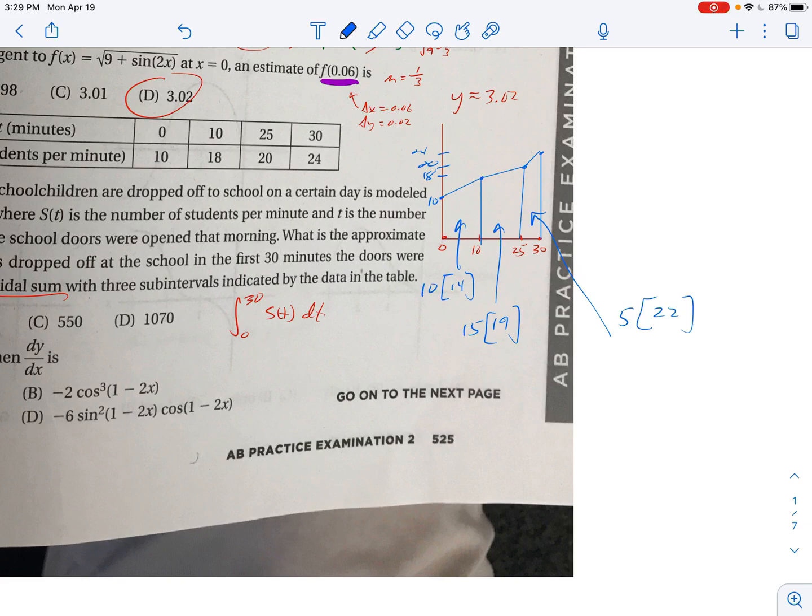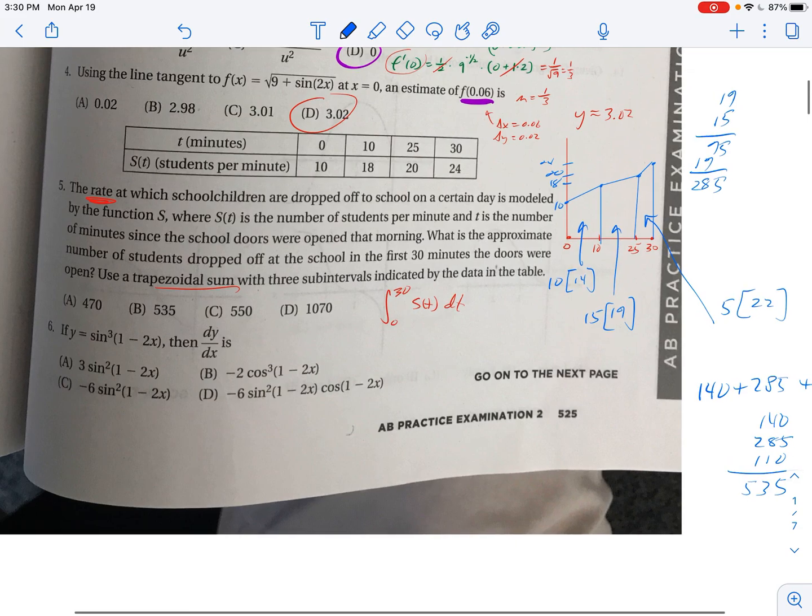So what do we have here when we add these together? 140 plus 15 times 19. I'll just do it. 15 times 19 is 285. So when I add all those together, 140 plus 285 plus 110, looks like I get 535, which is choice B.